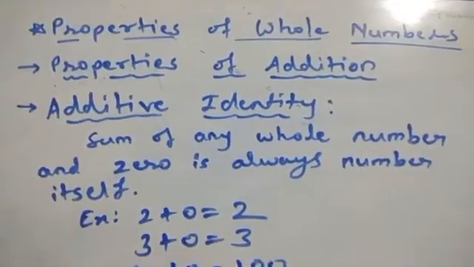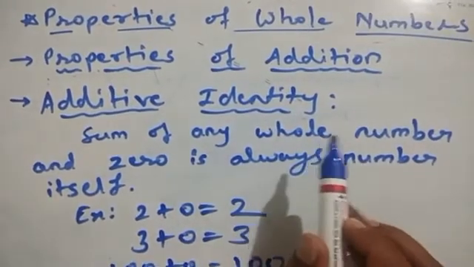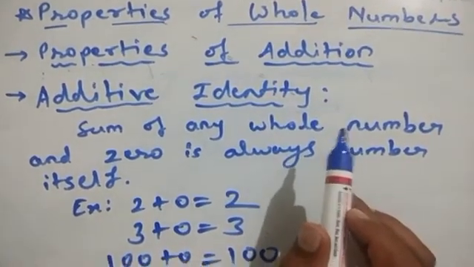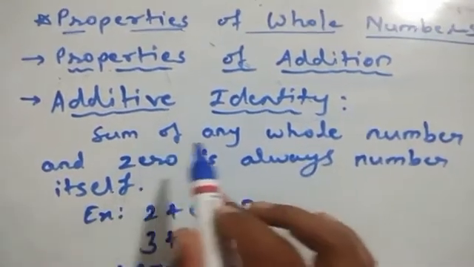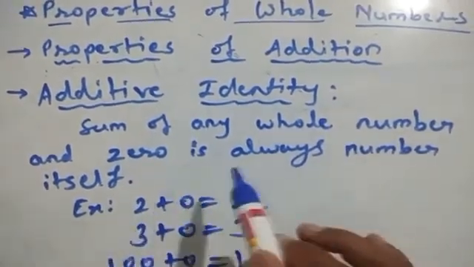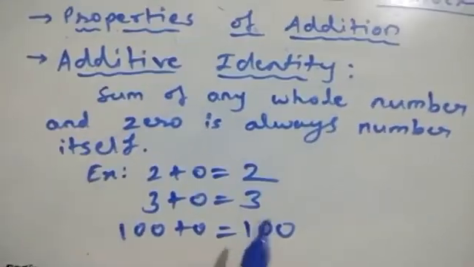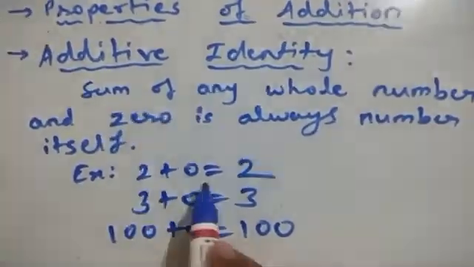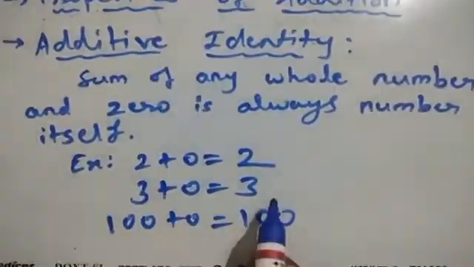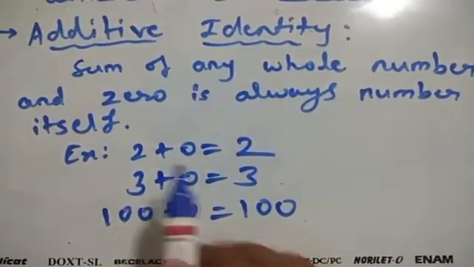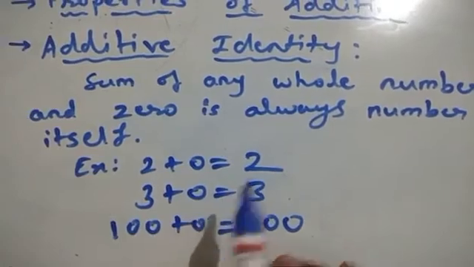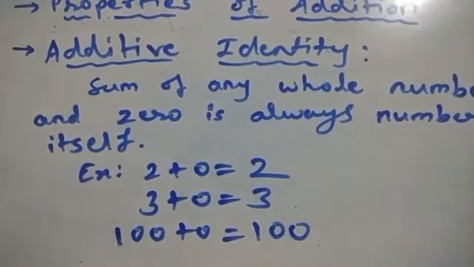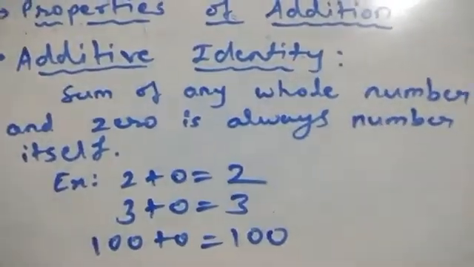Now let's see the next property, the additive identity. Remember, students, 0 is the additive identity of whole numbers. Why? Because the sum of any whole number and 0 is always the number itself. See here one example. 2 plus 0 is 2, 3 plus 0 is 3, 100 plus 0 is 100. It means when we add 0 to any whole number, we get the number itself as the answer. Therefore, what can we say? 0 is the additive identity.